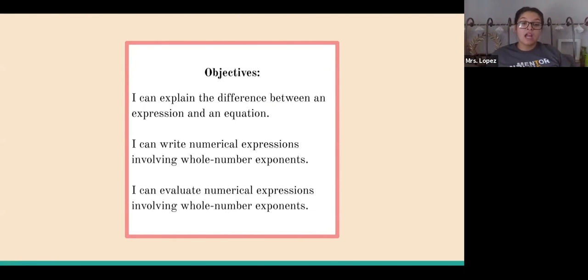Okay? Then we can write numerical expressions involving whole number exponents. So we've already done that. We've done that by writing the base of 3 and the exponent of 2. You're writing those out already. And evaluating those numerical expressions. Using that same example of the 3 as the base and the 2 as the exponent, you multiplied them out and you also got your answer. So you're evaluating those numerical expressions as well.